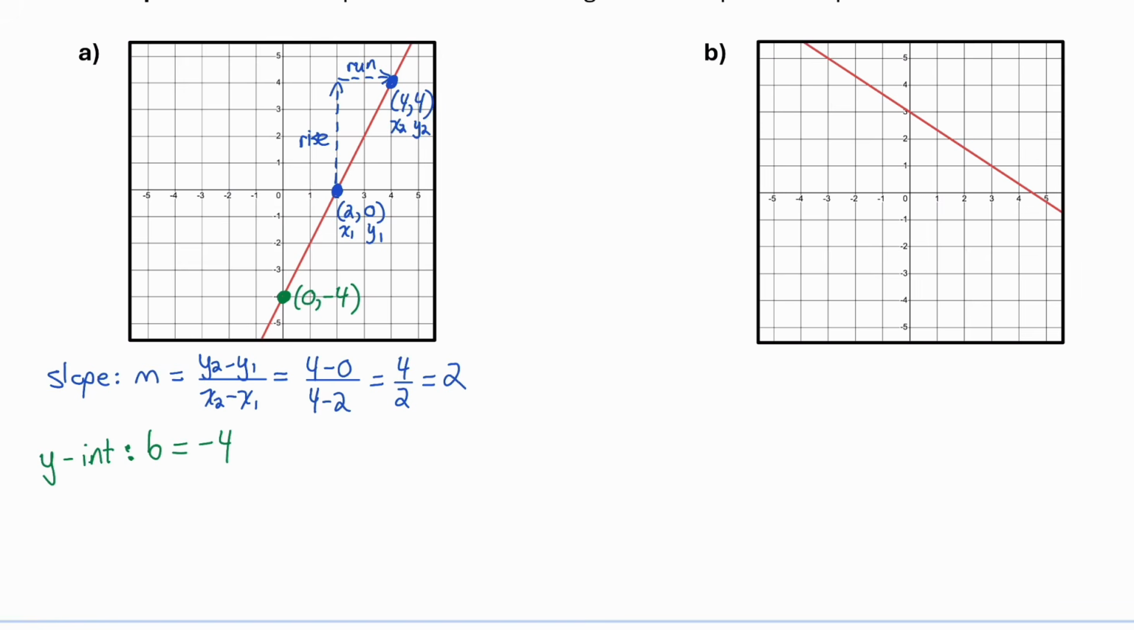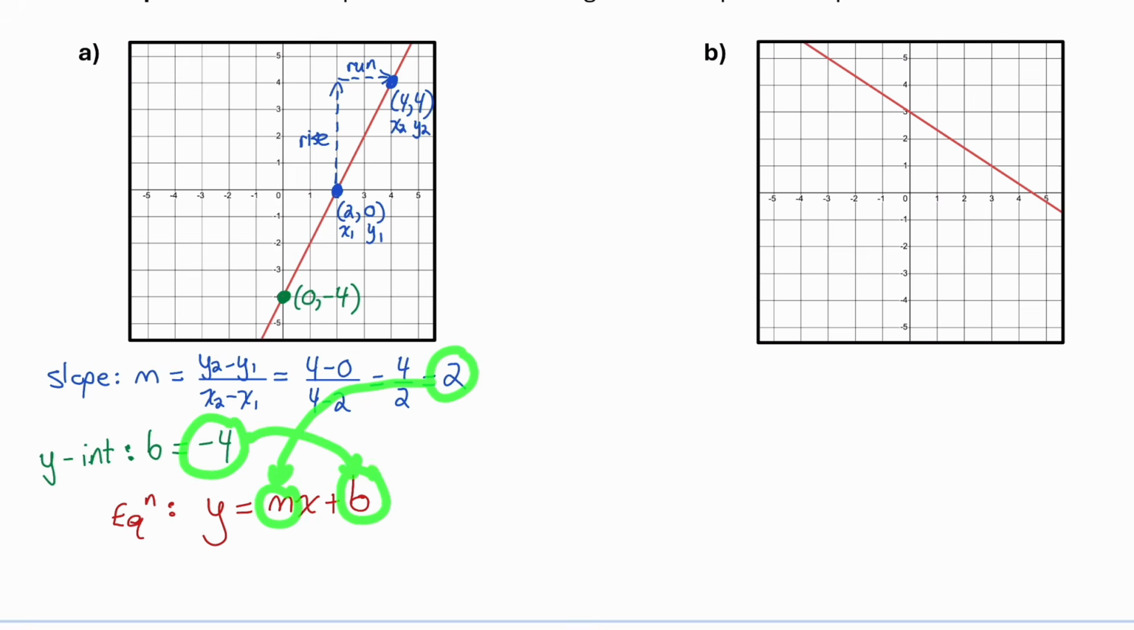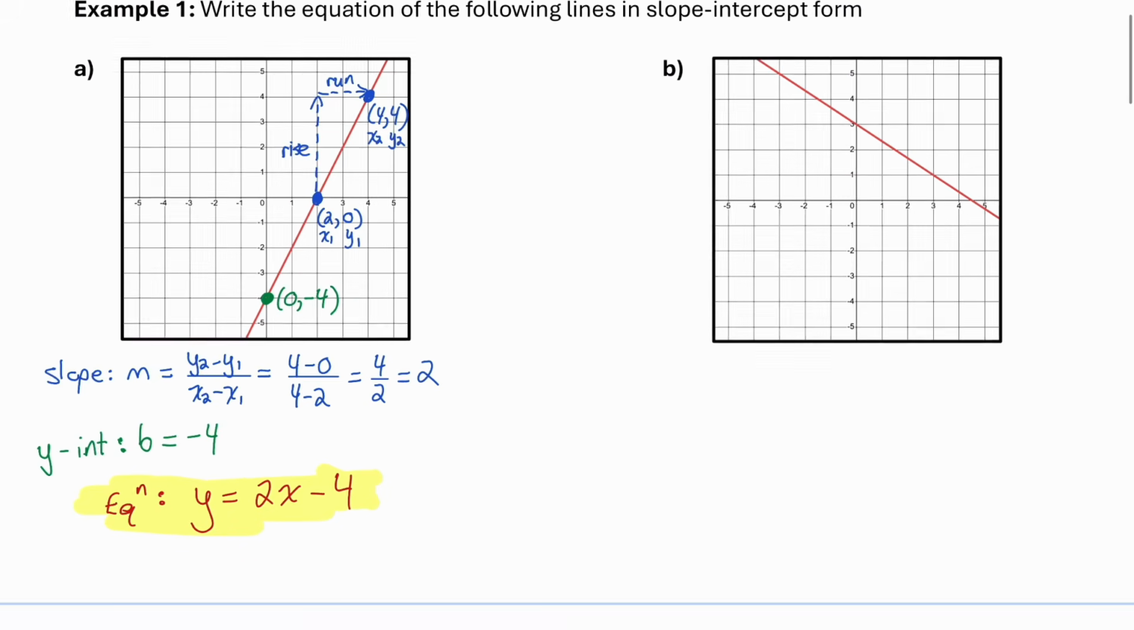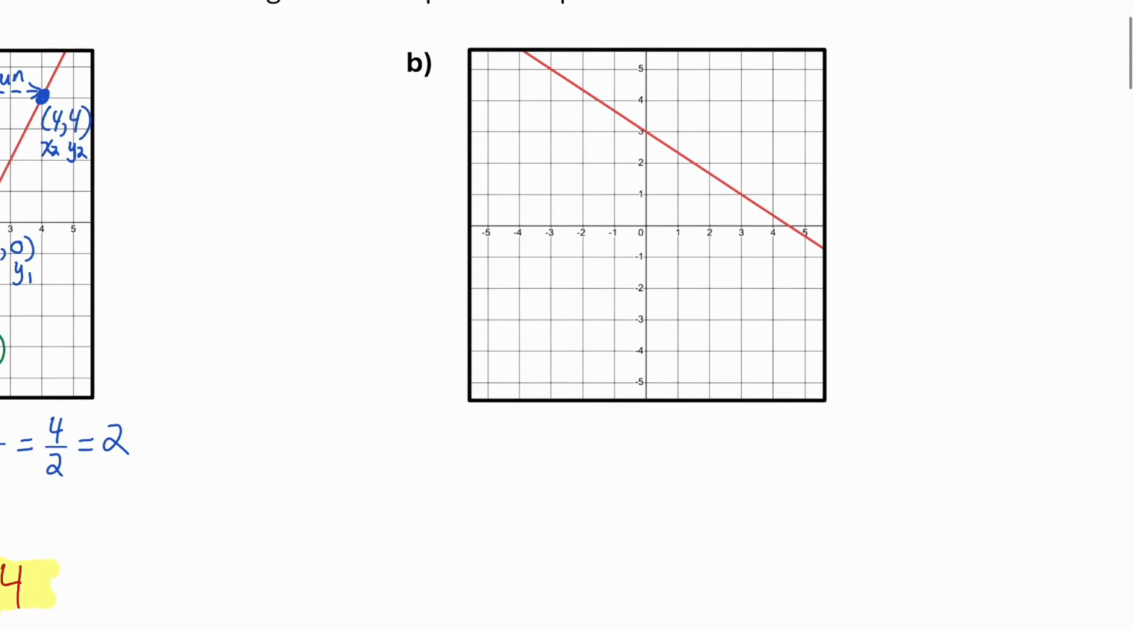I can write the equation of this line. So into y equals mx plus b, I can replace the m value with 2 and the b value with negative 4. And that gives me my final answer of y equals 2x minus 4 as the equation of this line. For any point that is on this line, doubling the x-coordinate and then subtracting 4 makes it equal to the y-coordinate. And now let's try another one. Let's try part B.